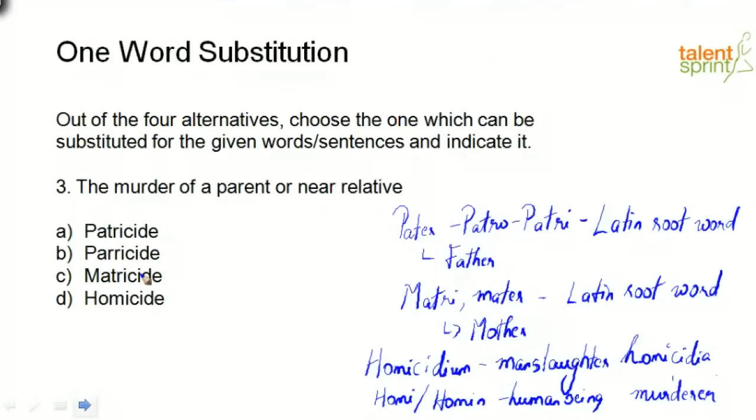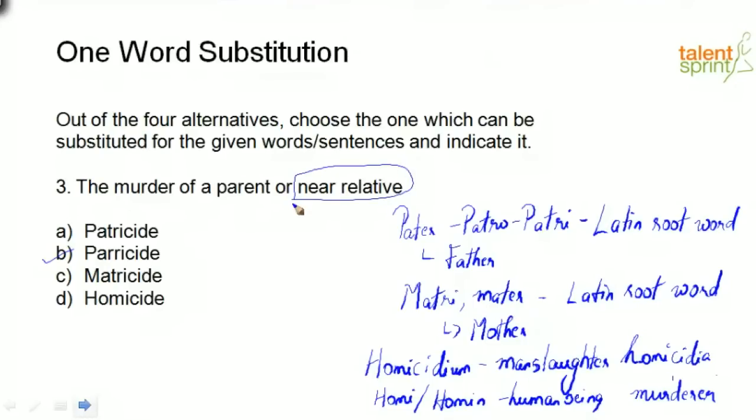So parricide. So the phrase very clearly says the murder of a parent or near relative, which means patricide will qualify, matricide will qualify, homicide will also qualify, but we're looking at exclusivity. Just like how we're saying patricide is for father and matricide is for mother and homicide is for one person killing another person. Parricide, right, our option, which is very exclusive because we have something in addition to the parent, which is near relative.